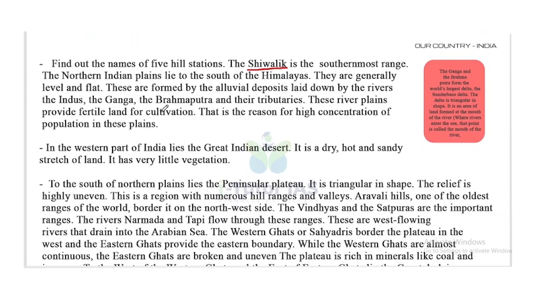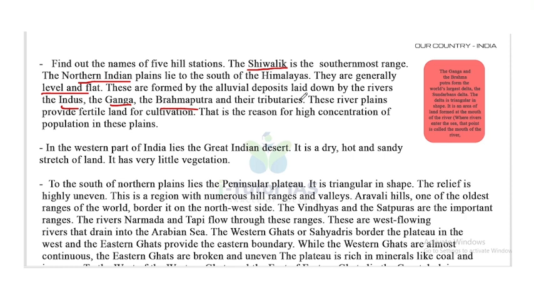Now, the northern plains. The northern plains lie to the south of the Himalayas. They are generally level and flat. These are formed by the alluvial deposits laid down by the rivers Indus, Ganga, and Brahmaputra. So, there are mainly three rivers, that is Indus, Ganga, and Brahmaputra, and also the tributaries.